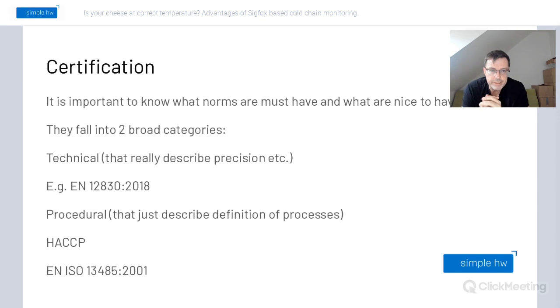So very often we get asked for some procedural certification that really doesn't make sense, because even people working in cold chain monitoring don't properly understand certification. So please again ask your customer whether he has any specific certification requirements, and this needs to be tackled and done one by one.